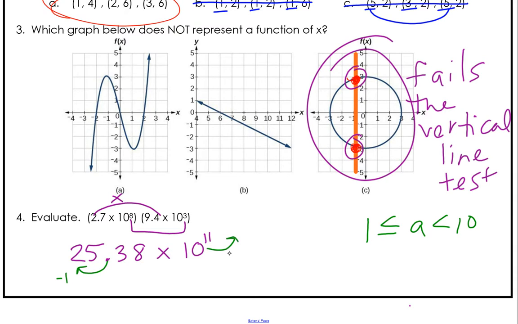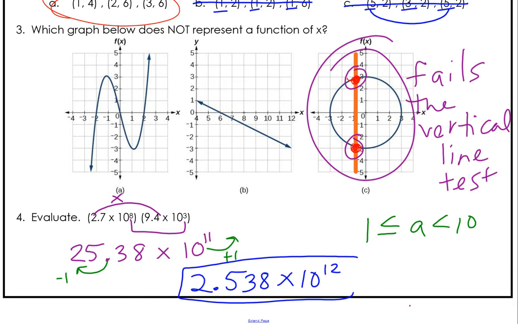and therefore I have to move this power one place higher. And since I am subtracting a place value and adding a place value, that actually does nothing to the number. So my new coefficient is 2.538. And my new power of 10 will be 12. And that is the final answer.